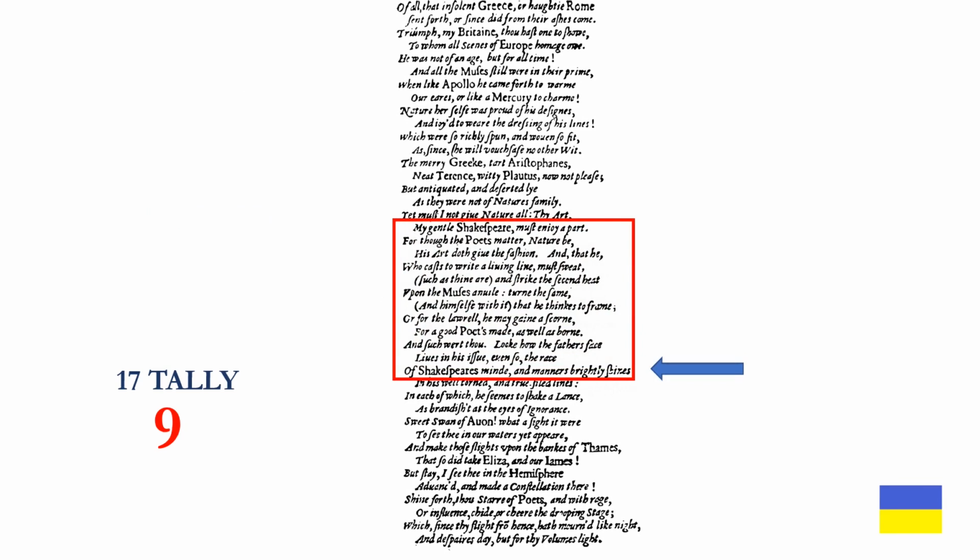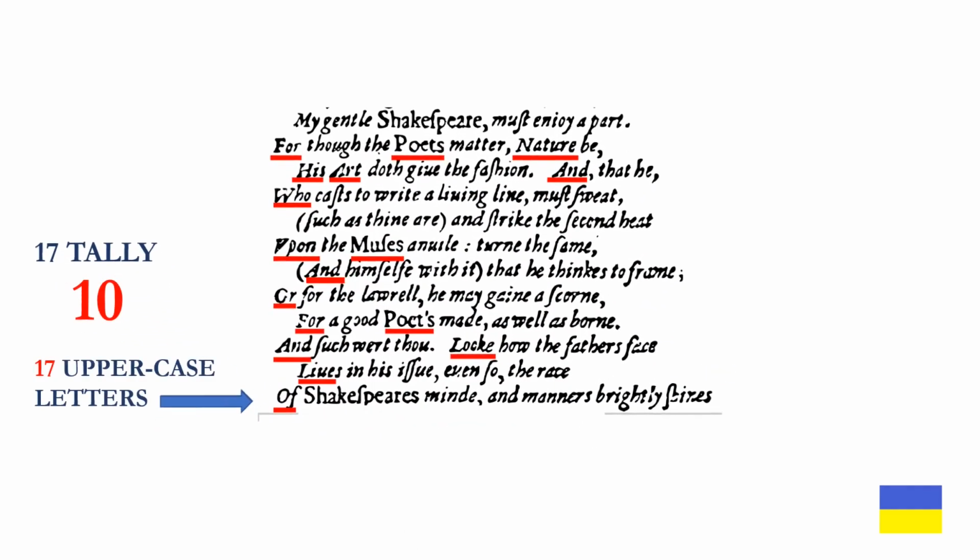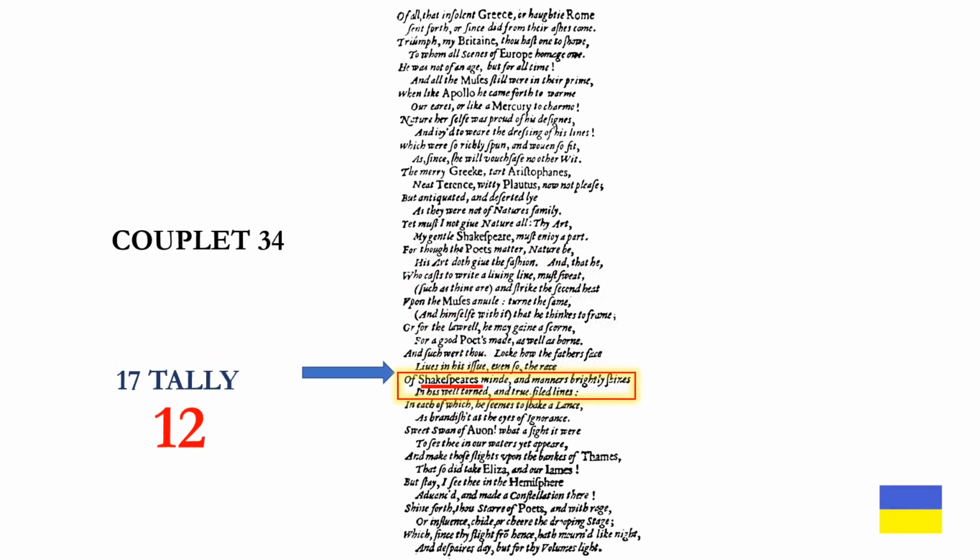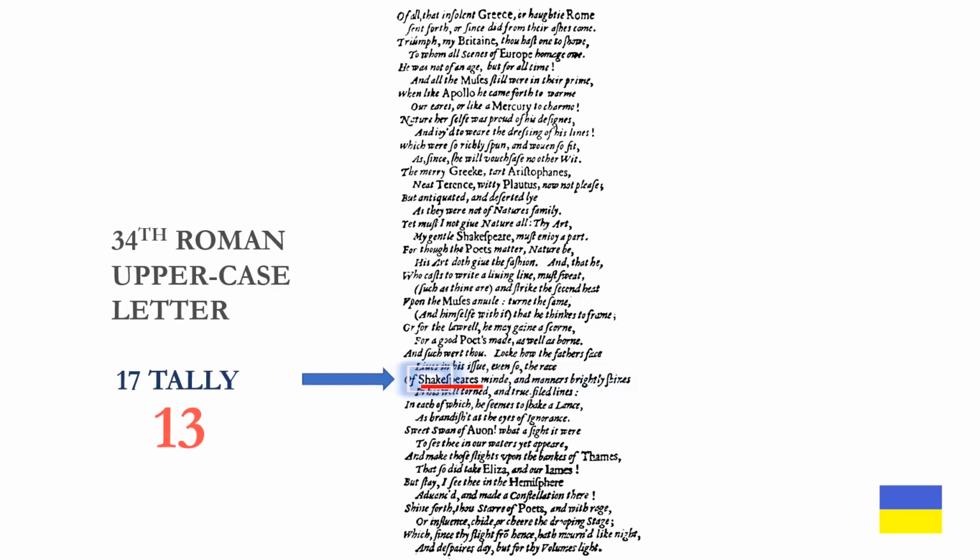Now we'll look at the text between the two Shakespeares on page 2. There are 17 uppercase letters between the names. However, because the A in "and" is optional because it's in brackets, we can remove it and therefore say that Shakespeare is the 17th word after gentle Shakespeare. It is also on couplet 34. And the uppercase S is the 34th Roman uppercase letter.